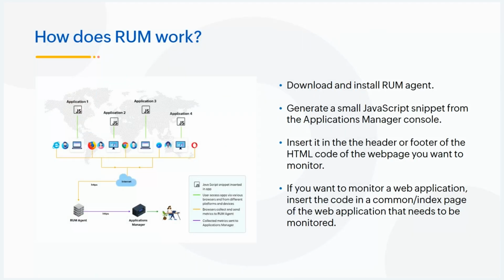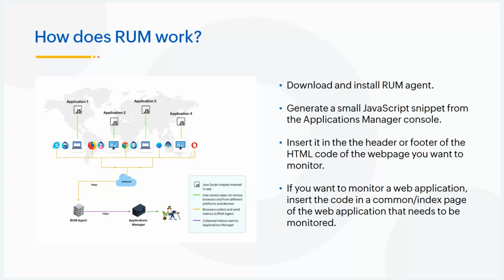So how does real user monitoring work in Applications Manager to facilitate data collection and reporting? The RUM agent is deployed on the server where the application is hosted. So this real user monitoring is also agent-based monitoring. And a small JavaScript snippet generated by Applications Manager needs to be placed in the header or footer section of the HTML code in the application.